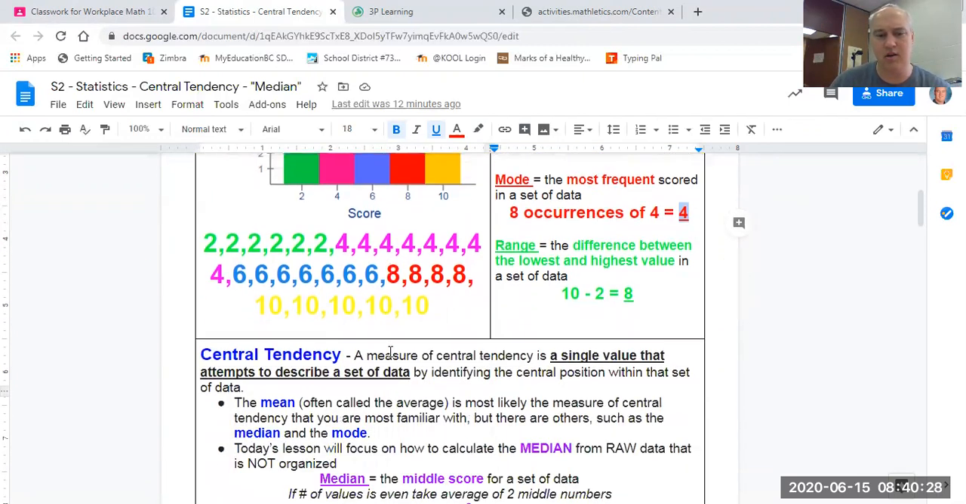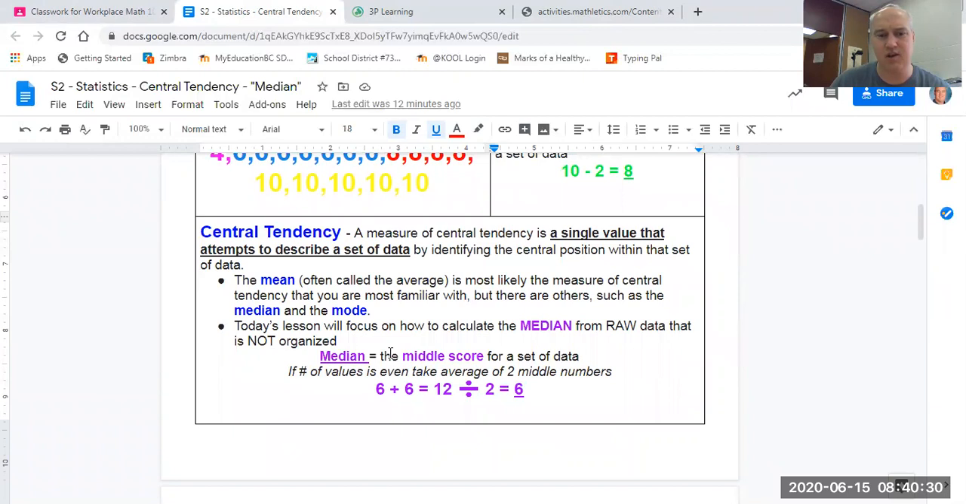Now let's take a look quickly at the definition of central tendency again. The reason why we look at central tendencies is that it provides a single value, whether it be the mean, median, or mode, that attempts to describe a set of data. So it gives us an idea of how that data is situated, what the basic middle point is.